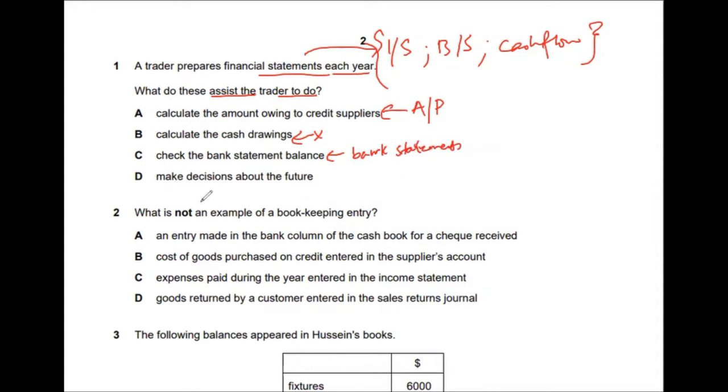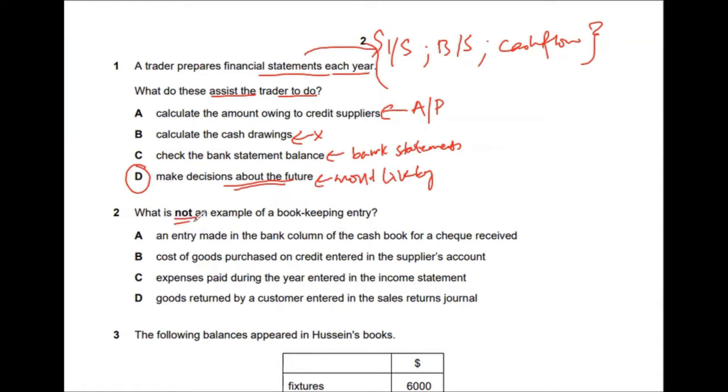If you read the last option, make decisions about the future. This is most likely the correct option. It addresses what the question is asking. So the correct answer to multiple choice 1 is actually option D. Let's move on to multiple choice 2.